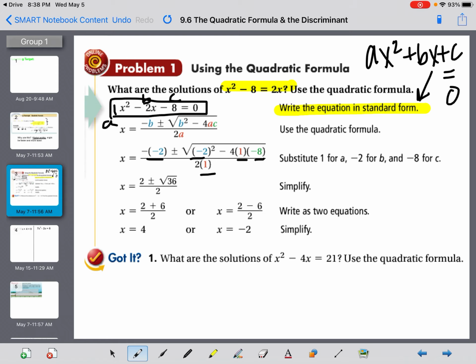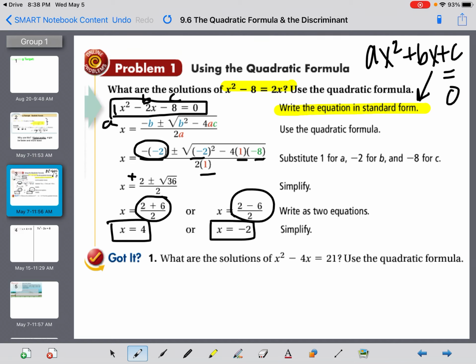Once they actually do the math underneath the square root symbol, they get 36. Remember here that it's negative 2, which turns it into a positive 2. So we have 2 plus or minus the square root of 36, all divided by 2. Once I figure out the square root of 36, that's where I'm going to split it. So I'm going to have 2 plus 6 divided by 2 gives us 4. And 2 minus 6 divided by 2 gives us negative 2. So those are your 2 solutions.